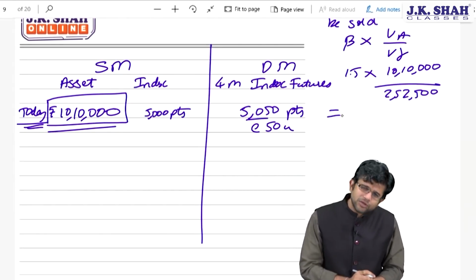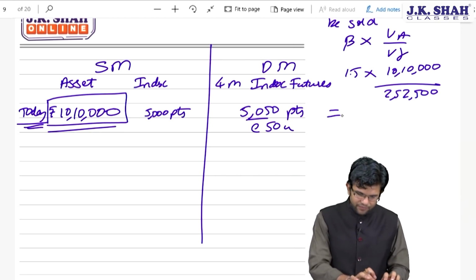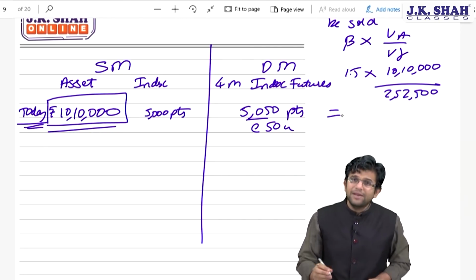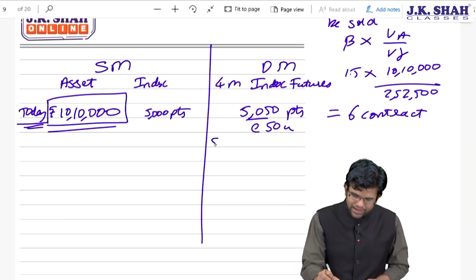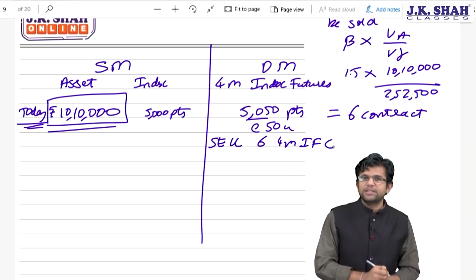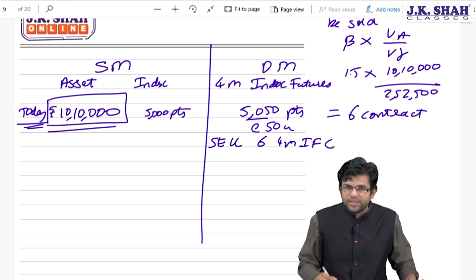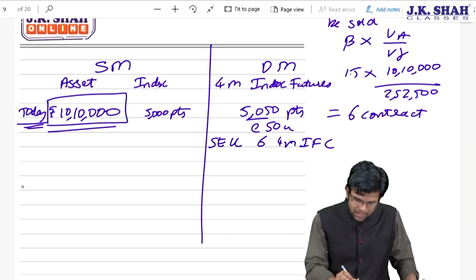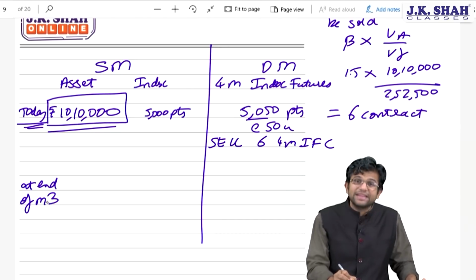Let us calculate first of all how many contracts we have to sell for hedging. Students, it will be 1.5 into 10 lakh 10,000 divided by 2,52,500, which will exactly give you 6 contracts. So therefore today we will sell 6 4-month index future contracts at the rate 5050 points with a multiplier of 50. Is the story clear? Amazing.